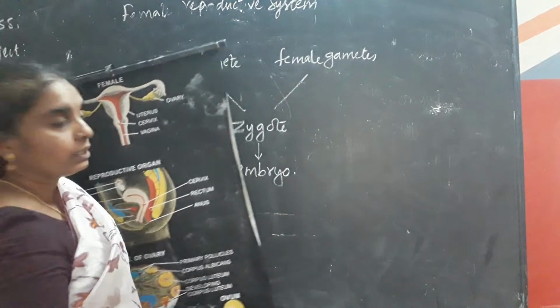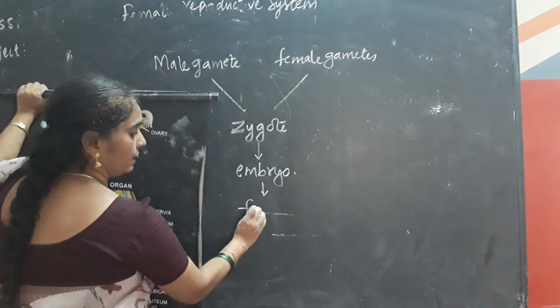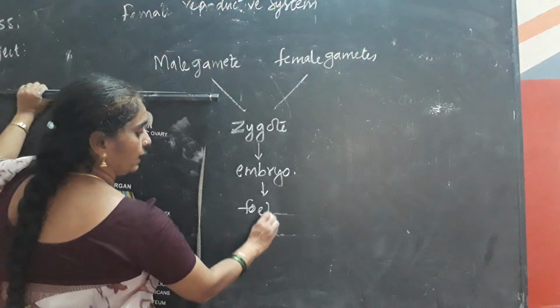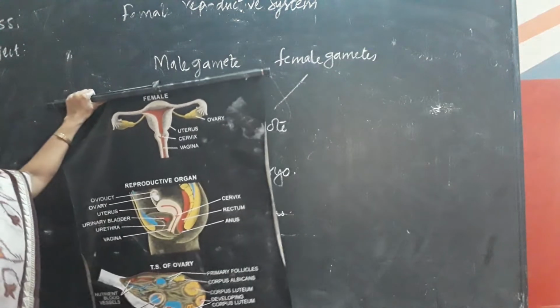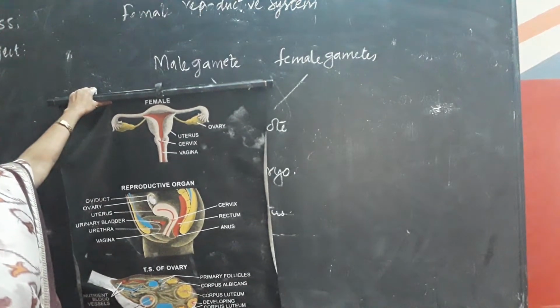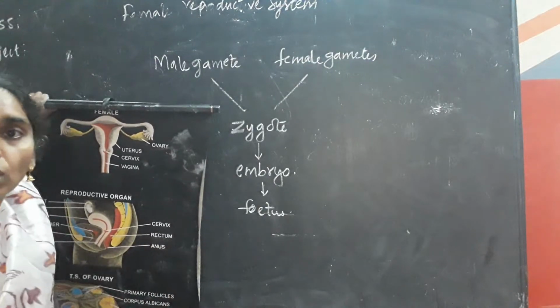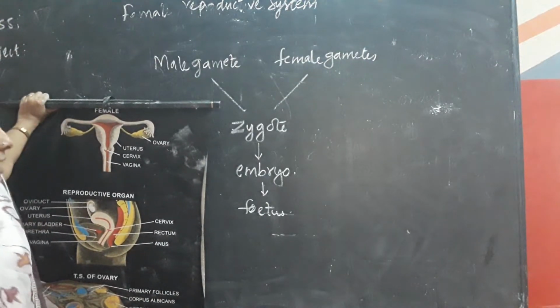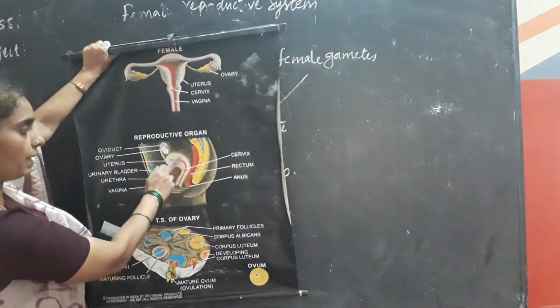After further development, the embryo develops into the fetus with all the organs like eyes, nose, mouth, hands, etc. When the embryo develops and all the other parts are fully developed, it is called a fetus. What is it called, children? It is called a fetus. This is the uterus where the embryo is being developed.